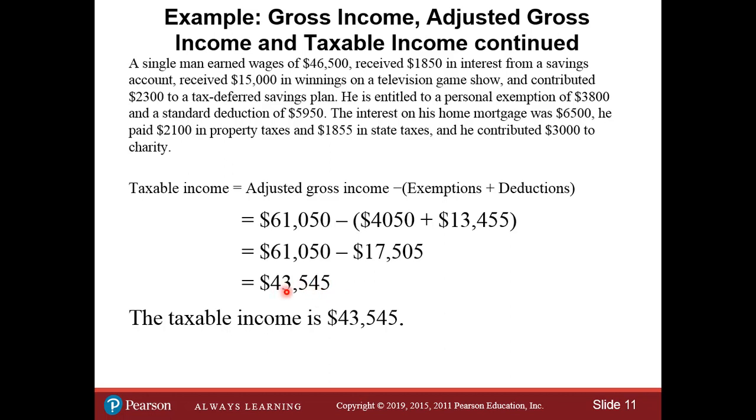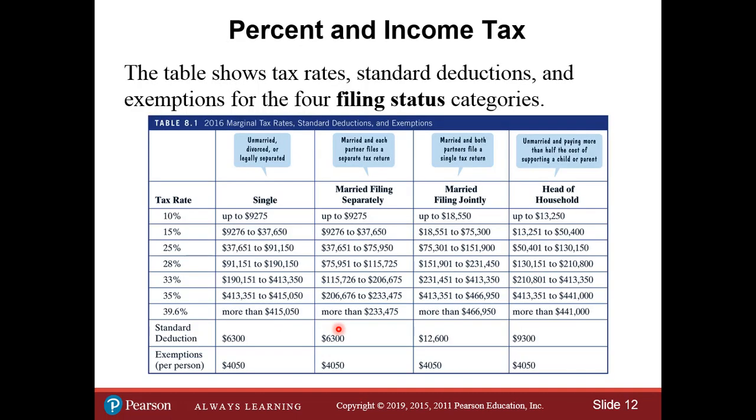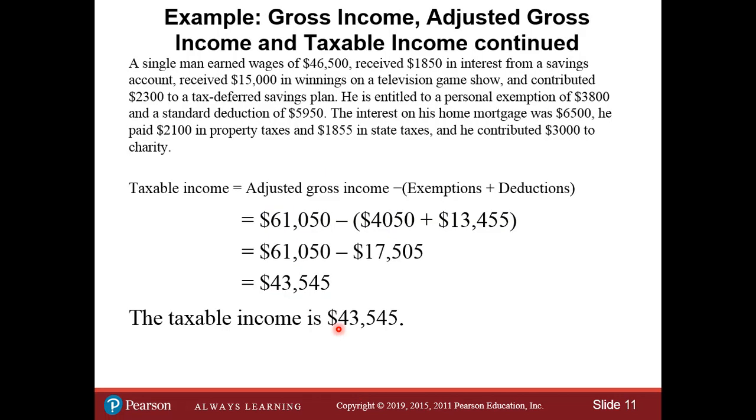So this should be 43,805. No, 43,795 is what this should be. Okay, so a little off on there. Okay, so now this amount here is his taxable income.